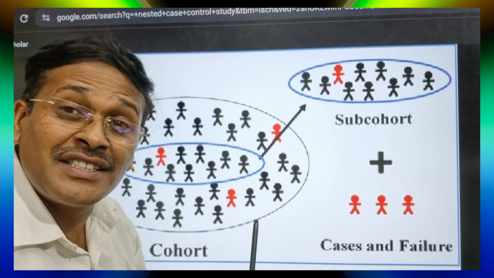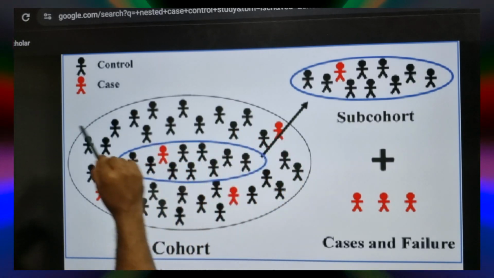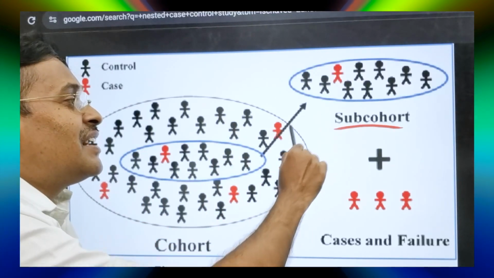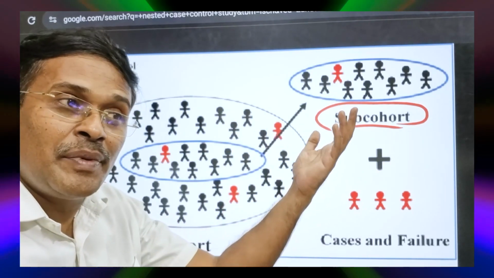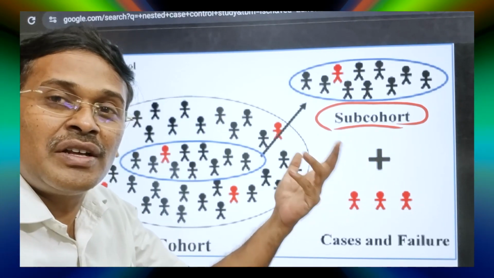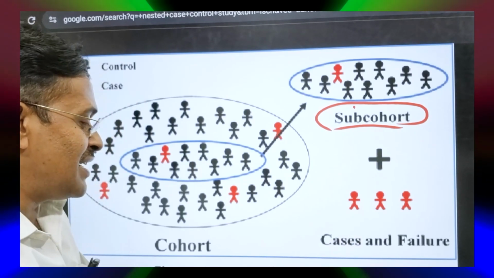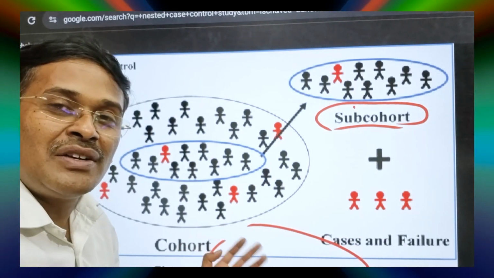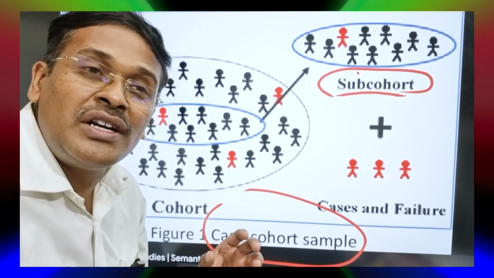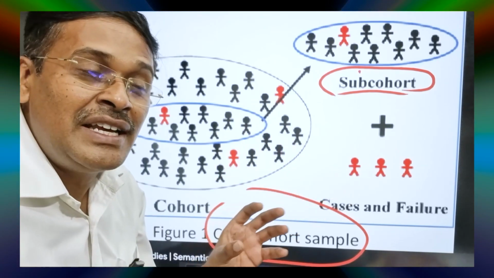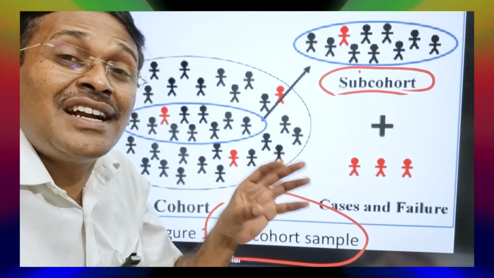Next one is case cohort design. See here, this one is the cohort. From this cohort, we are selecting a sub-cohort. This sub-cohort will be selected before they develop the disease or not, that is not a matter, but this sub-cohort will be selected and then cases will be selected. So this is a case cohort sample. What is the advantage of this case cohort sample? This is inexpensive. We are using the cohort data to do a case cohort study. But even though it is not expensive, the analysis is very tedious and complicated.